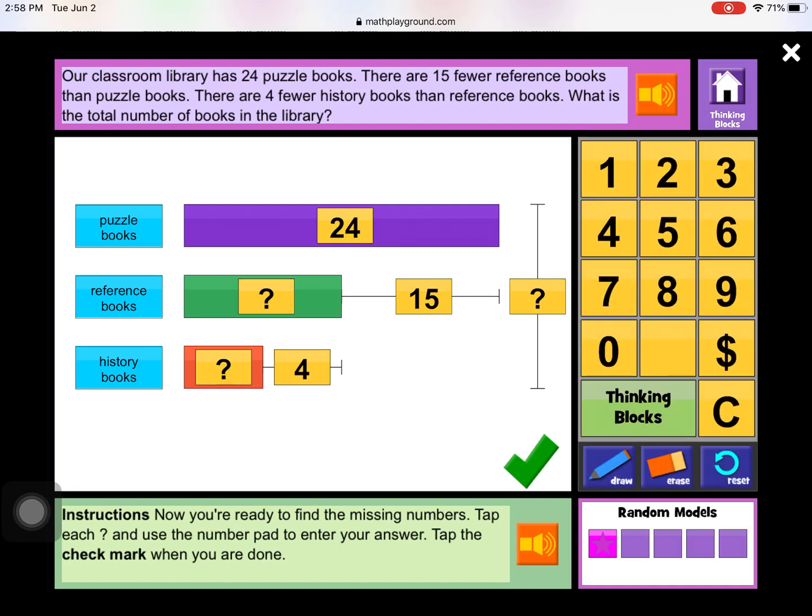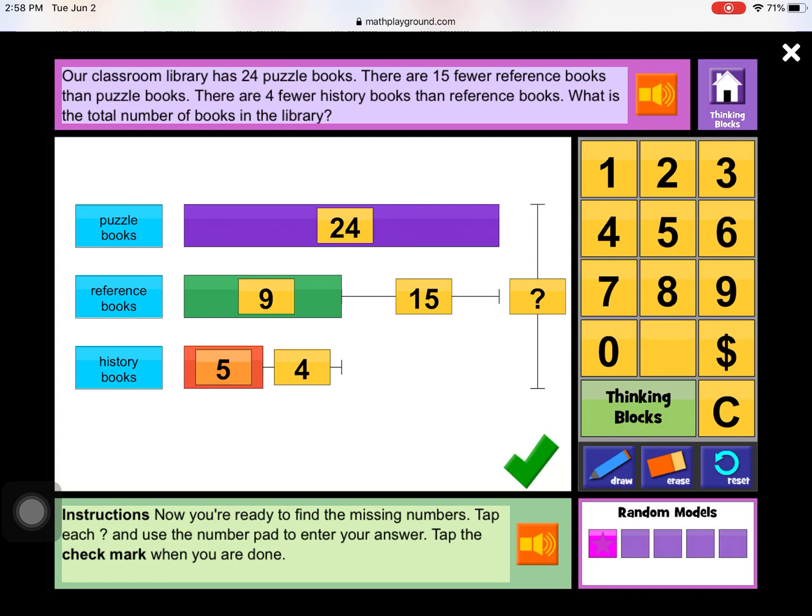So now I kind of have to work backwards here, my friends. And I have to think that I know, in this case, that with my larger bar of puzzle books, there's 15 less. So something plus 15 is going to be 24. And I believe that if I have 9 and 15, that is 24. Then I can look down below here to history books and know that there are 4 fewer, so something plus 4 is going to equal 9, so I believe that's going to be 5.